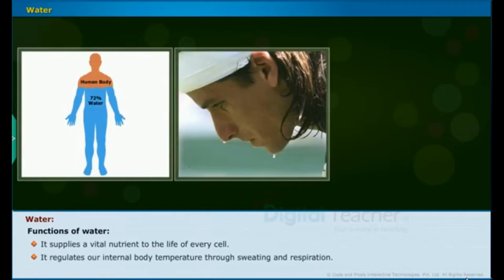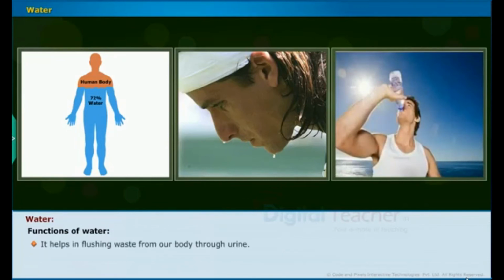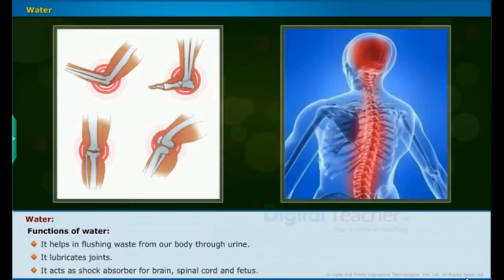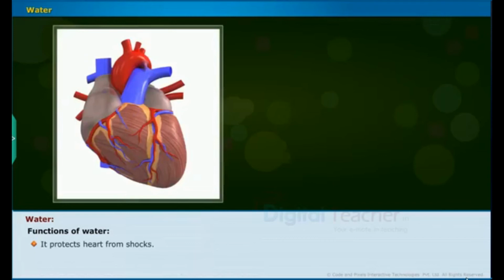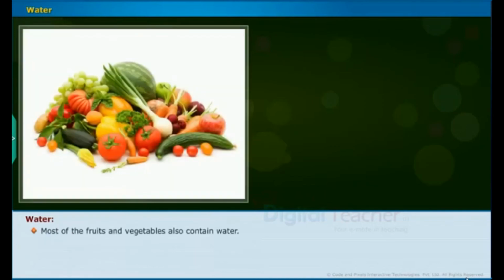It regulates our internal body temperature through sweating and respiration. It forms saliva. It helps in flushing waste from our body through urine. It lubricates joints. It acts as shock absorber for brain, spinal cord, and fetus. It protects heart from shocks. It controls blood pressure. Most of the fruits and vegetables also contain water.